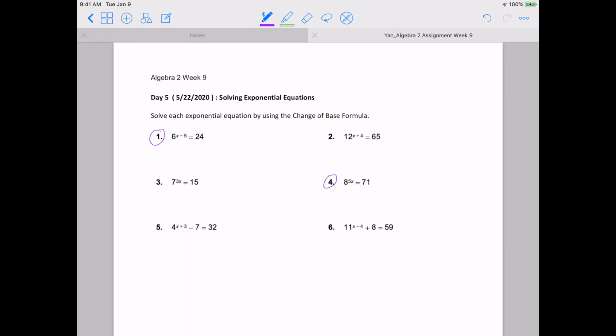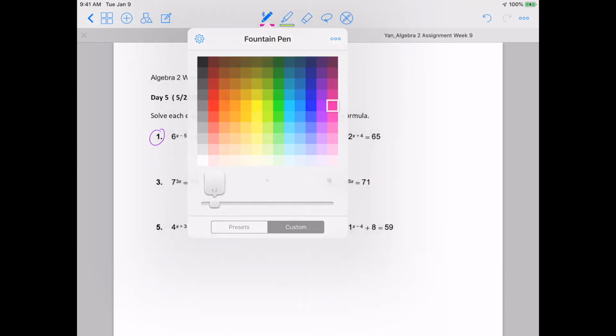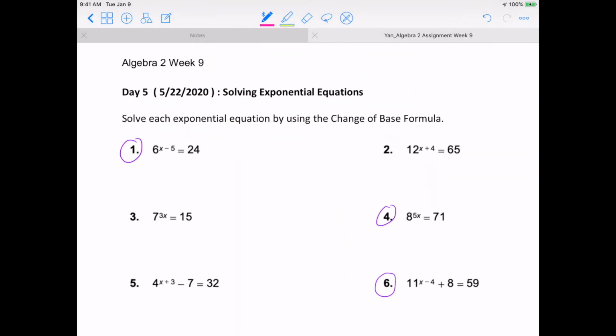And let's look at number 4. And let's also look at number 6. Okay, and then you can do the other 3 because they're very similar. Okay, so number 1, again, I'm going to stick with method 2. I'm going to start off by logging both sides. So then my exponents can bring to the front. So it would be (x minus 5) times log 6 equals log 24.